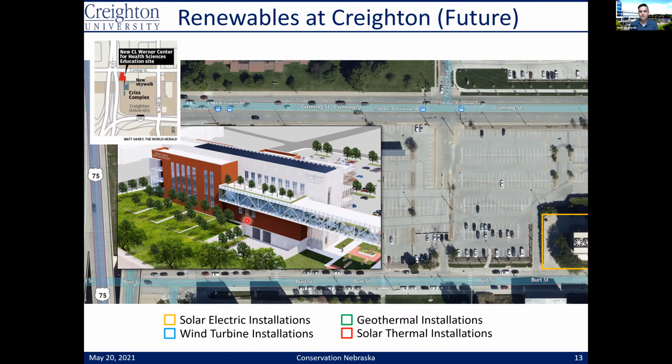And so instead of salvaging the eastern part of the array, we thought, well, let's just rethink what an array might look like. And so some of that array might go to the top of the Werner building, along with potentially some new higher efficiency panels. But also we're looking at this location here. Right here is a chilling tower for chilled water.